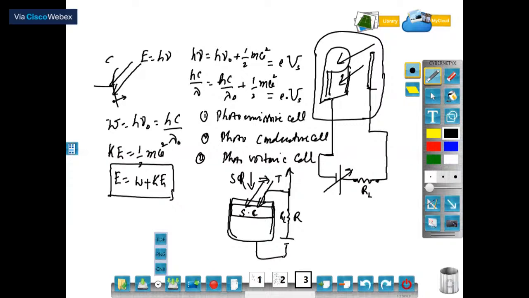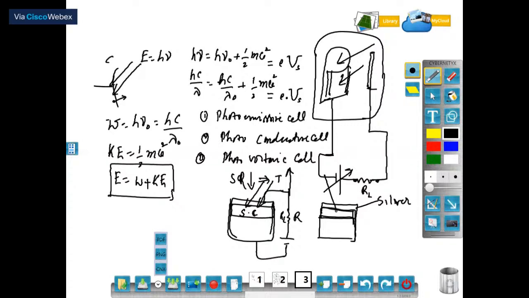Next, the photovoltaic cell. The photovoltaic cell is also very simple. It consists of a copper plate on which a thin layer of cuprous oxide is deposited by exposing the copper plate to the air. To have stability, another plate is placed over the cuprous oxide layer. For example, a thin layer of silver or gold is deposited over the cuprous oxide layer. Here the semiconductor is the cuprous oxide layer.